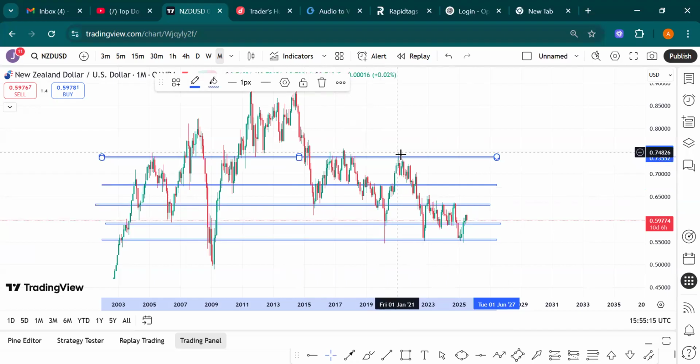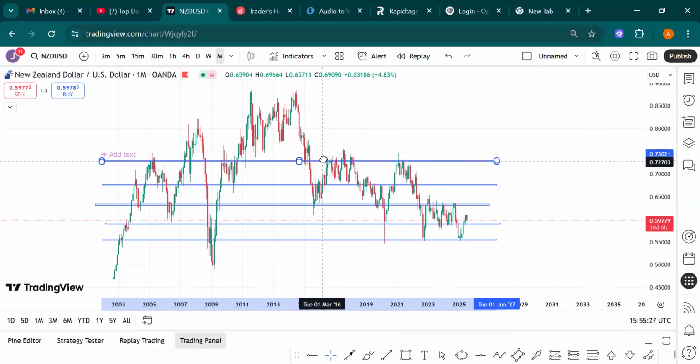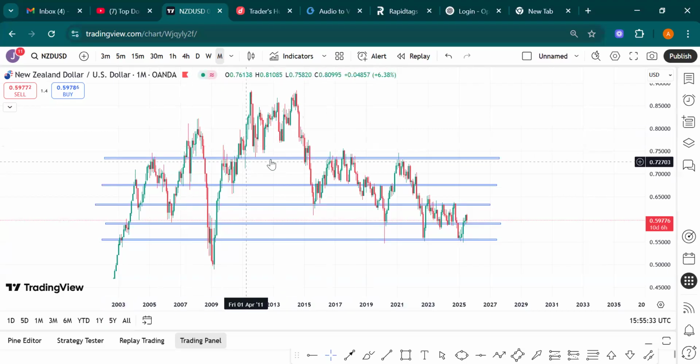You can see price got here, was pushed down, pushed down, pushed down, got here, was pushed upwards, upwards, upwards. Also, when you are drawing your key zone, try to make sure that the zone accommodates as many candles as possible.